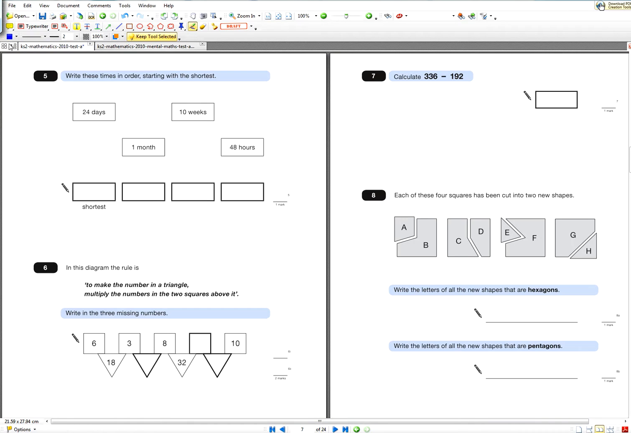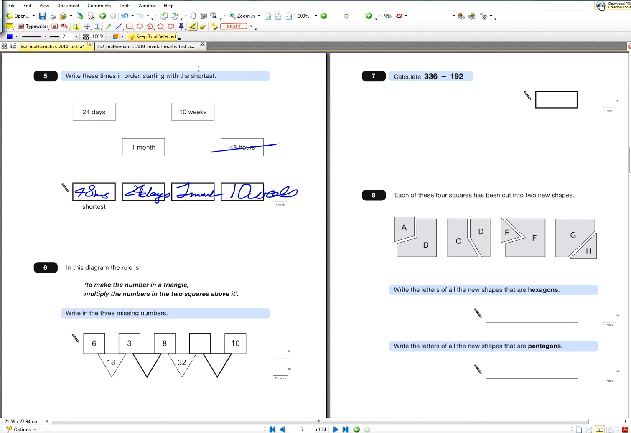Recording now. Okay, write these times in order starting with the shortest. Mr. Kamal, you can let it rip now. The shortest one is which one? 48 hours. And then 24 days. And then 1 month. Then it's 10 weeks. Actually, it gives 1 mark if all of them are correct. Yeah, that's right. Okay, next, lovely.